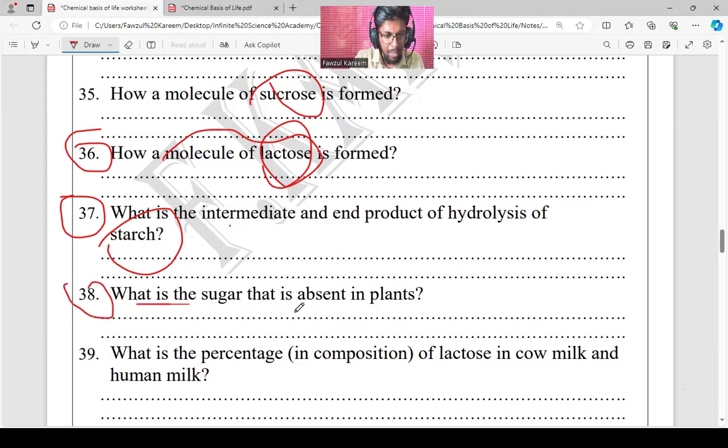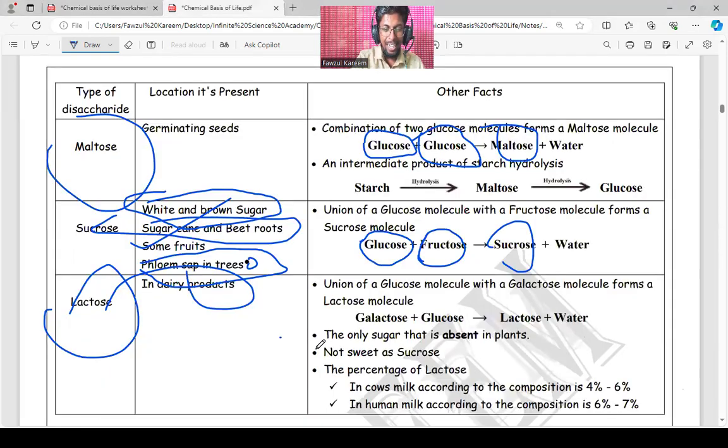Then what is the sugar that is absent in plant? Can anyone say? Yes. Okay. Very good. What is the sugar that is absent in the plants? Others, I have marked the answer in the screen. I am expecting the answer from you. Zikra, Priya, Rana, Zainab. I have marked the answer in the chart.